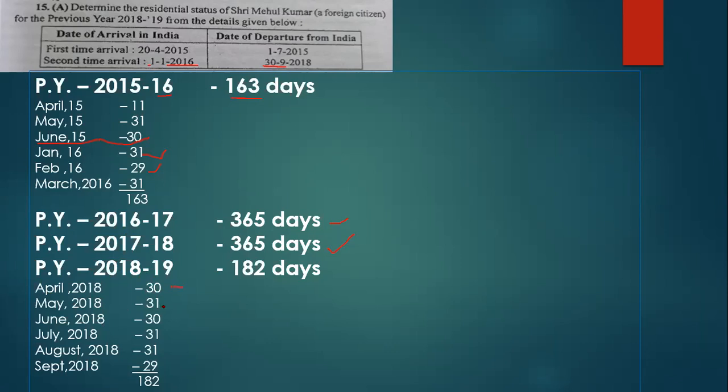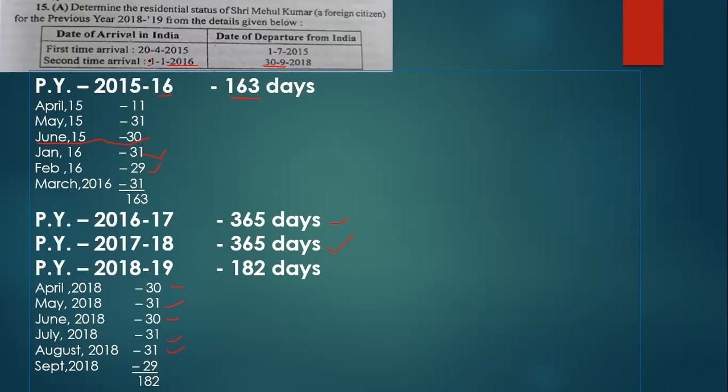Then May, whole month, 31 days. June, whole month, 30 days. July, whole month, 30 days. August, whole month, 31 days. Sorry, in July also it is 31 days. Then September, he is departing on 30th September.